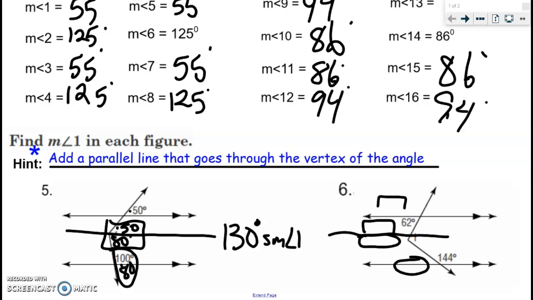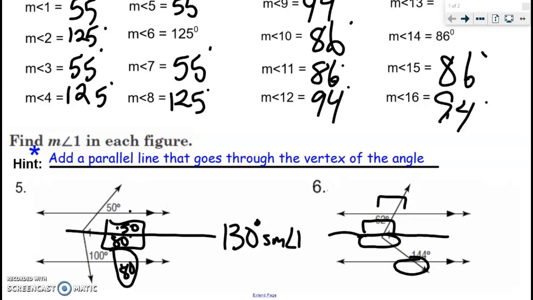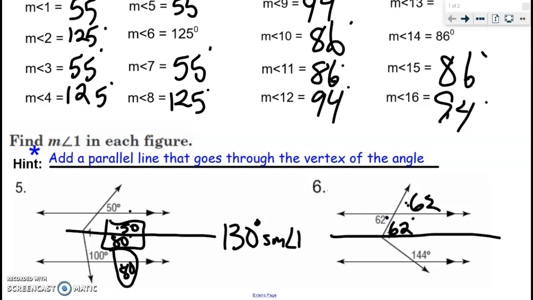All right. So I know that this is going to be a vertical angle with this one, and then this one and this one will be corresponding. I'm going to redraw this. Once again, this is a vertical angle with this one, so this one is 62, and then these are corresponding. So this piece is 62 degrees. And I know that this and this must be linear pairs, so this one has to be 36 degrees. And these are corresponding, so this piece must be 36 degrees.